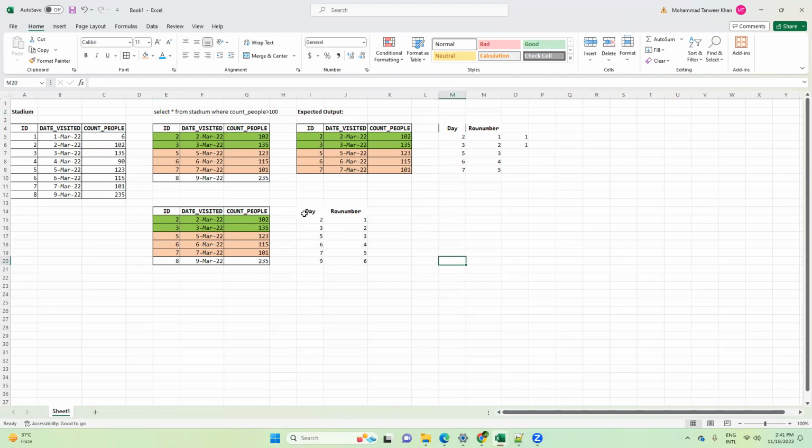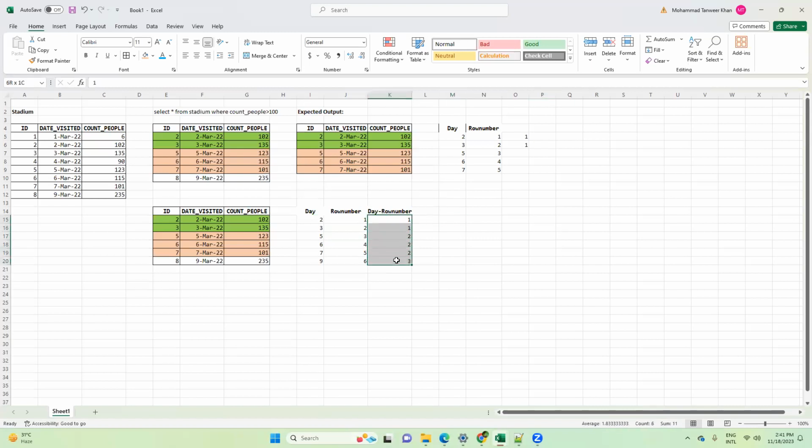Correct. So I have extracted the day part from this date visited, then row number, right? And then I will find the difference between this. 2 minus 1 is 1, 3 minus 2 is 1, 5 minus 3 is 2, 6 minus 4 is 2, 7 minus 5 is 2, 9 minus 6 is 3. Now, this day minus row number, this is the catch. And that's why I always used to tell SQL is nothing but a game of logic only.